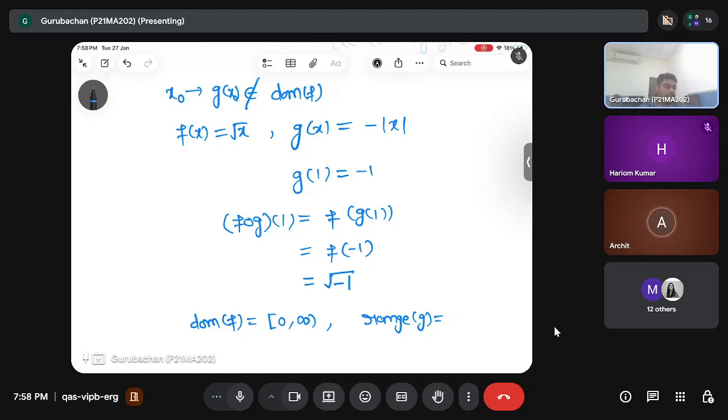What is the range? Real number. Non-positive real number. Non-positive real number minus mod x. Yes, sir.